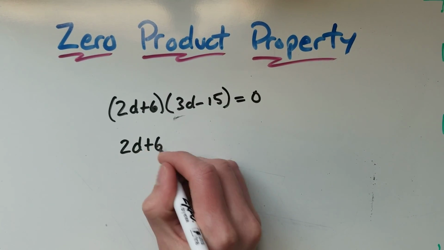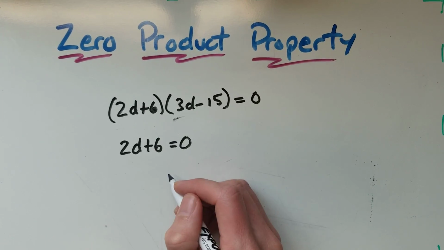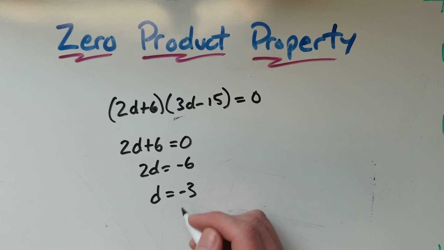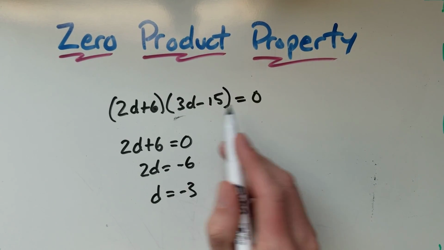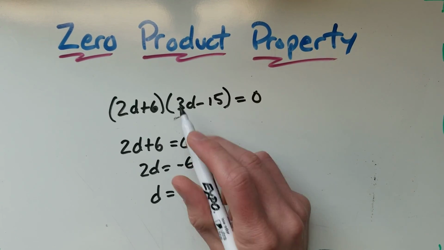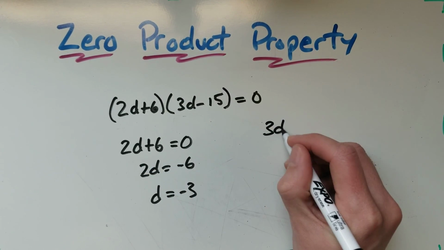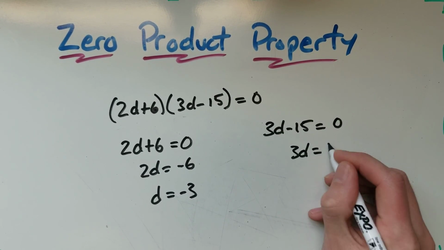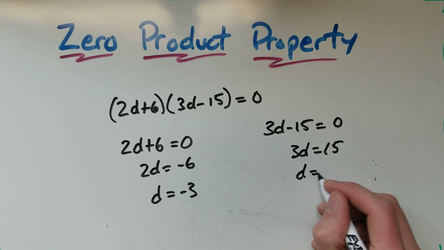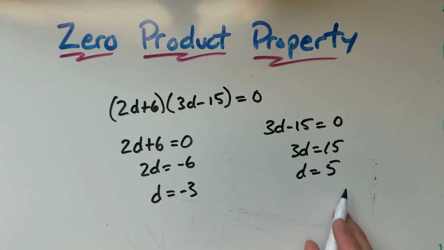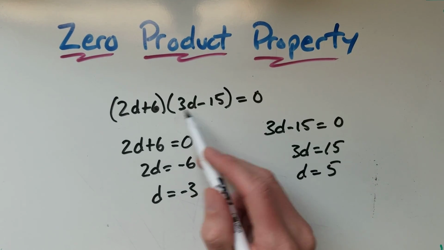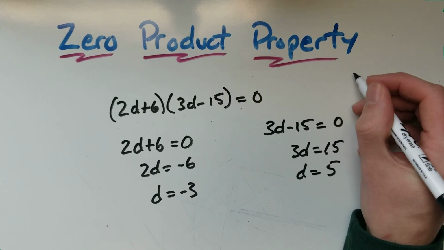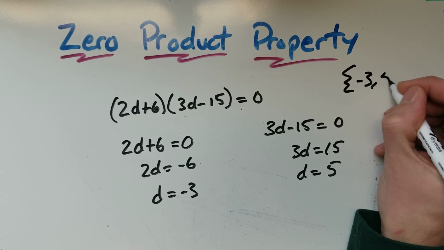So either the first one, 2d plus 6 equals 0, and if that happens, well, 2d equals -6, d should equal -3. That's one possibility that would make this equation true. Or the other possibility is if this factor, this polynomial, is going to equal 0. So 3d minus 15, well, 3d equals 15, so d could equal 5. These are our two possible values of d that if we substitute them into this expression up here, it'll make this expression equal 0, which is our goal. And I'm going to check these answers, make sure these solutions work.